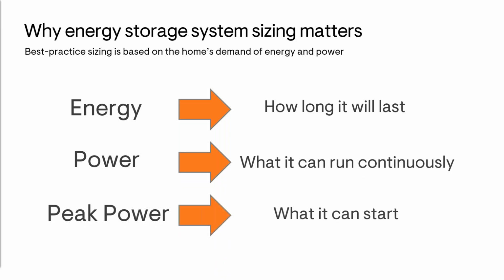And lastly, it's to ensure that the system has a high enough peak power to be able to start up appliances that have a high inrush current, namely air conditioning and pumps. If your system design achieves all three of these, you're going to have a lot of happy customers and hopefully very few service calls.